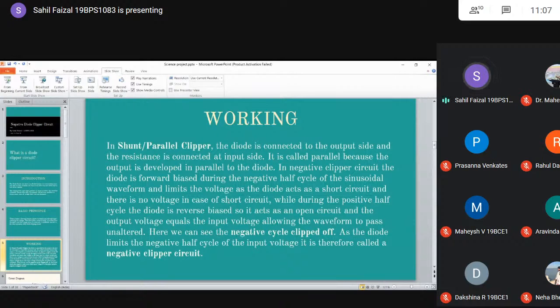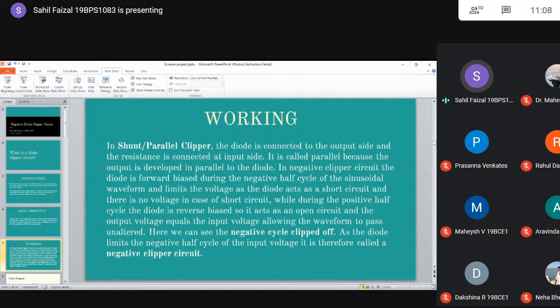In the negative clipper circuit, the diode is forward biased during the negative cycle of the sinusoidal waveform which I am giving as input, and limits the voltage, as the diode acts as a short circuit, and there is no voltage in case of a short circuit. During the positive cycle, the diode will be reverse biased, so it acts as an open circuit, and the output voltage will be equal to the input voltage. The waveform passes unaltered without any changes.